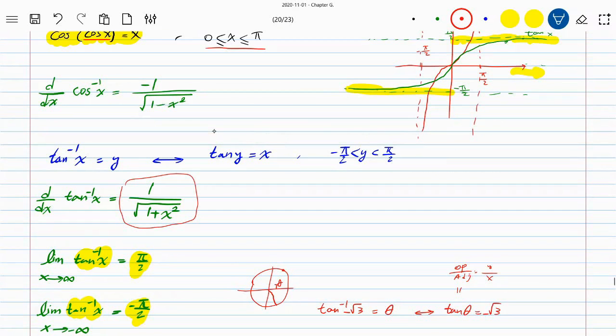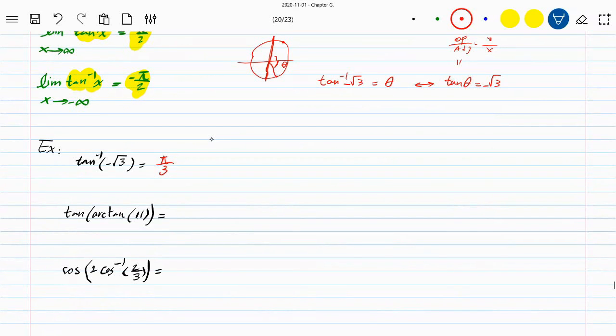Remember the range. The range is restricted from negative pi half to pi half. So everything should be on the right half of the unit circle. So this theta must be in the negative section. So the angle must be negative pi over 3. That's what's important. You shouldn't represent the angle in any other way. It should be between negative pi half and pi half. How about the next one?